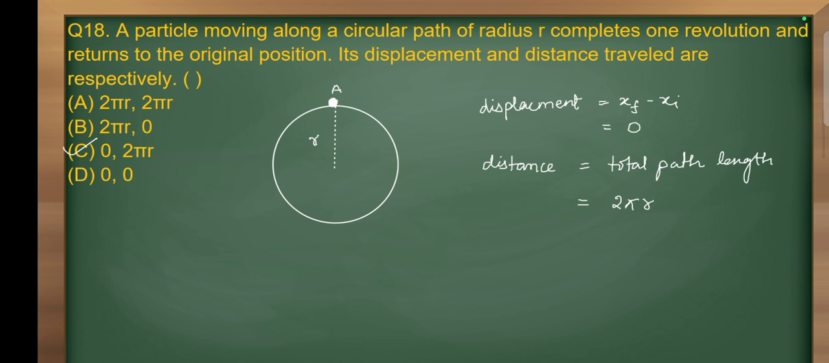Question number 18. A particle moves along a circular path of radius r, completes one revolution, and returns to the original position. Its displacement and distance traveled are? Displacement is the shortest path between the final point and the initial point. Since the particle starts from a point and returns back to the same point, the total displacement will be 0, and distance is the total path covered by the object. The particle starts from A and returns back to point A. So the total distance will be 2 pi r. So option C is correct.